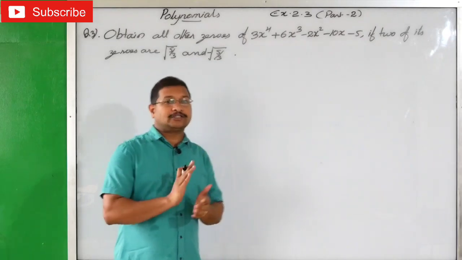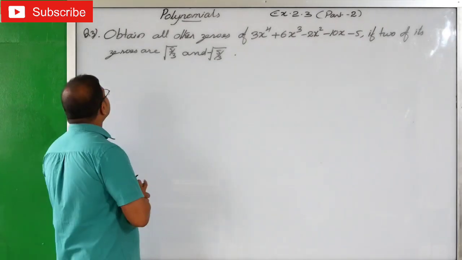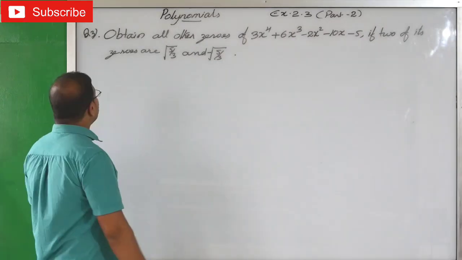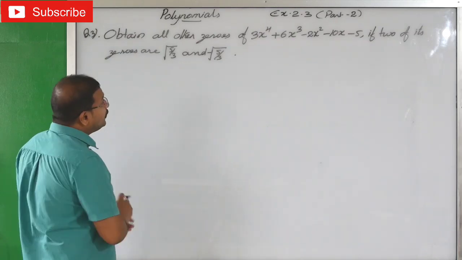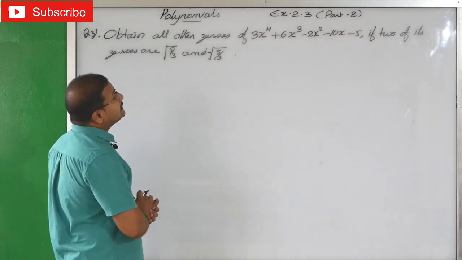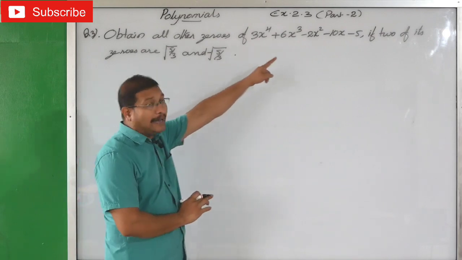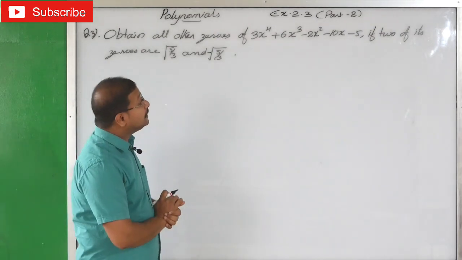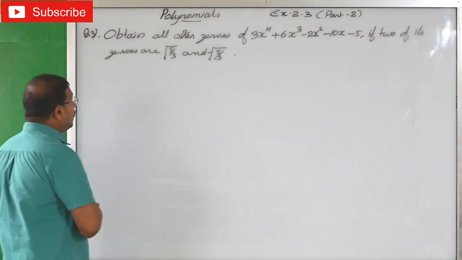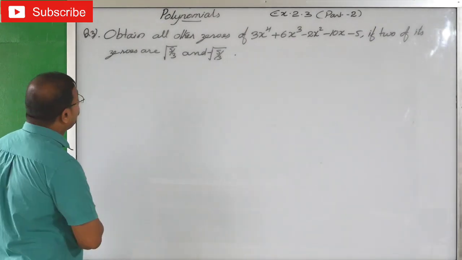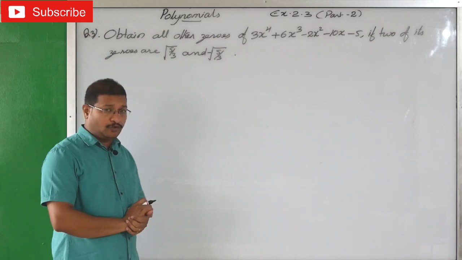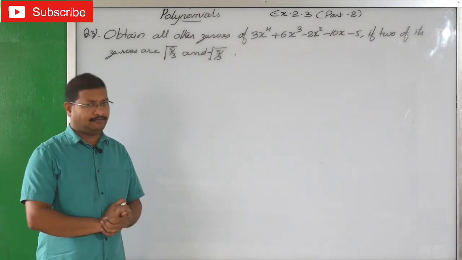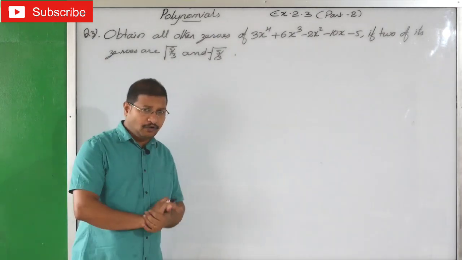Ready? So let us start question number 3. I'll read the question once. Obtain all other zeros of 3x raised to 4 plus 6x cube minus 2x square minus 10x minus 5 if two of its zeros are root of 5 by 3 and minus root of 5 by 3. Ready? So let's start the work.